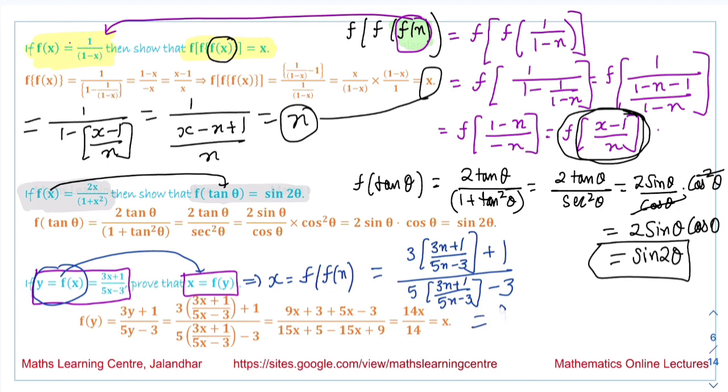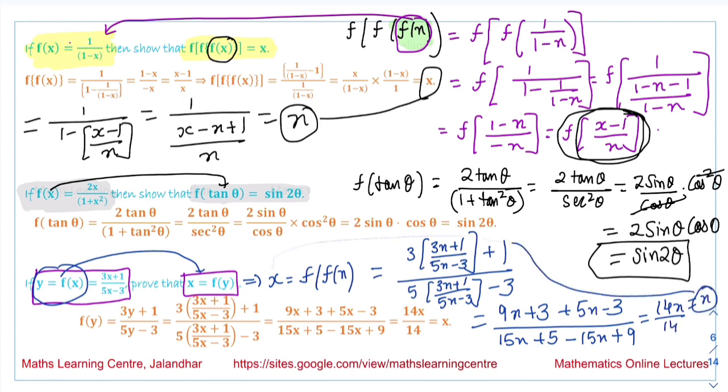When we multiply these terms, we get (9x + 3 + 5x - 3)/(15x + 5 - 15x + 9). This is equal to 14x/14, and that is equal to x, and this is what we have to prove. We have considered the left hand side, we have solved it, and this comes out to be equal to the right hand side, hence the proof.